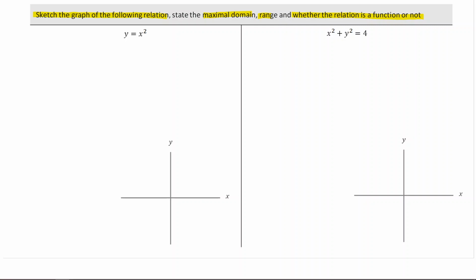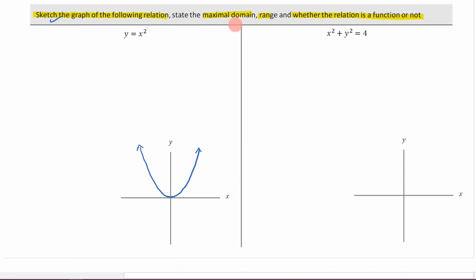If we were to graph this, what's it going to look like? Well, hopefully you know that it's just going to be a parabola. So it's going to look something like, let's see if I can draw this a bit nicer. Something like that. That's pretty good. Like that. Okay, so we have sketched it.